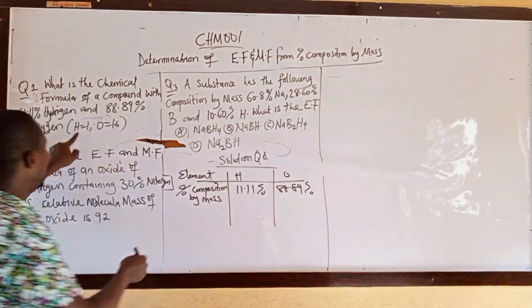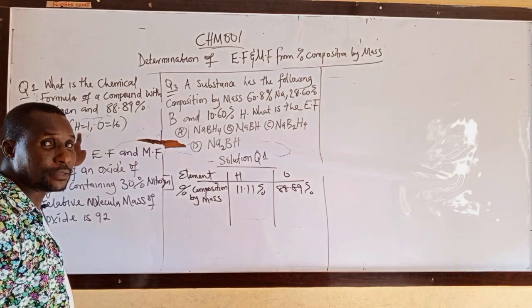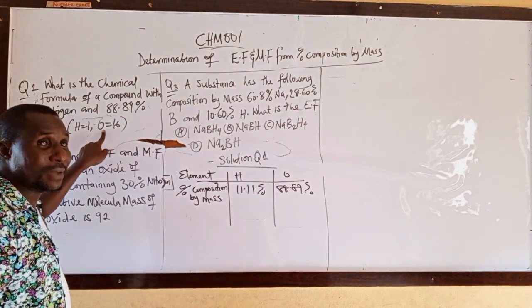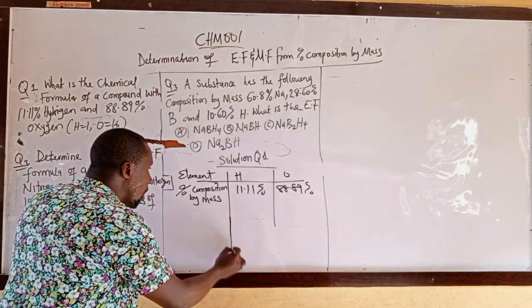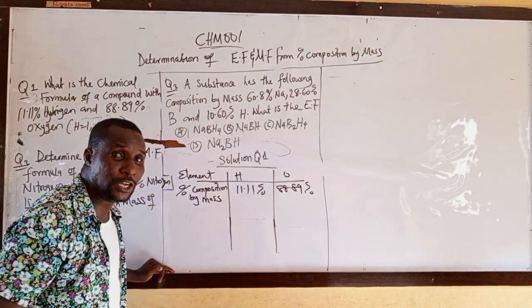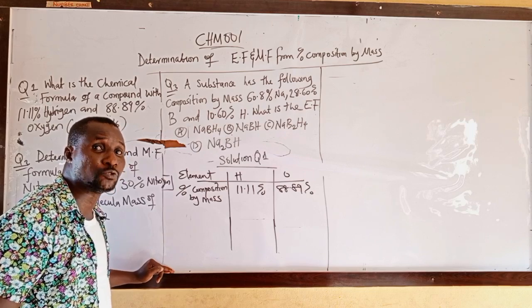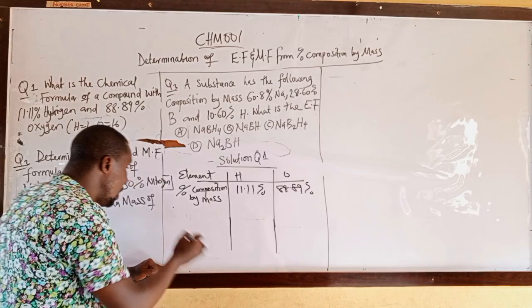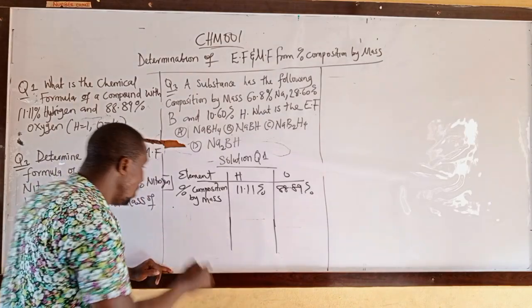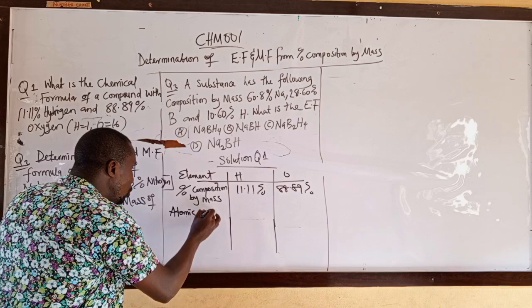Don't forget, we have atomic weight. The atomic mass of hydrogen is 1, and of oxygen is 16. What will I do? I will get the mole ratio, which I call the percentage composition by mass ratio, or you can call it the atomic weight ratio.